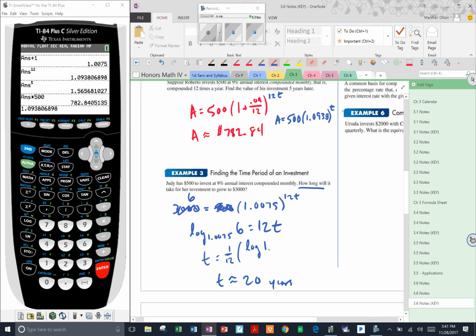Log of 1.0075 over log of 6. I got that backwards. Make sure you get your base in the basement. Log of 6 up on top. And both of these calculations, the one that I just had before, resulted in the exact same value. It's about 20 years.